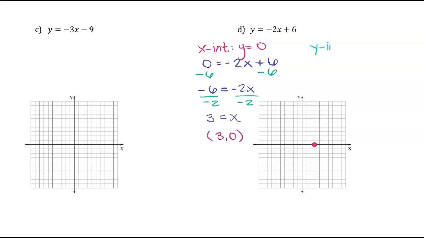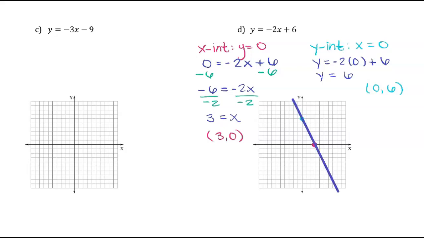To find our y-intercept, we will set x equal to 0. Substituting x equals 0 into the original equation, we have y is equal to negative 2 times 0 plus 6. Negative 2 times 0 is 0, so we have y equal to positive 6. That means that our y-intercept is the point (0, 6). We can plot that point by going 0 in the x direction and positive 6 in the y direction. Now, by connecting these 2 points, we have graphed our equation. Let's continue on to example 3, where we will see some special cases.